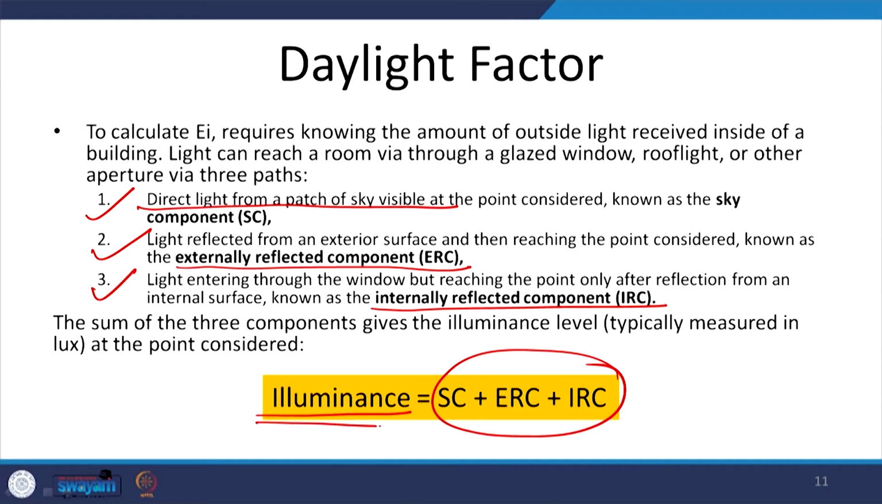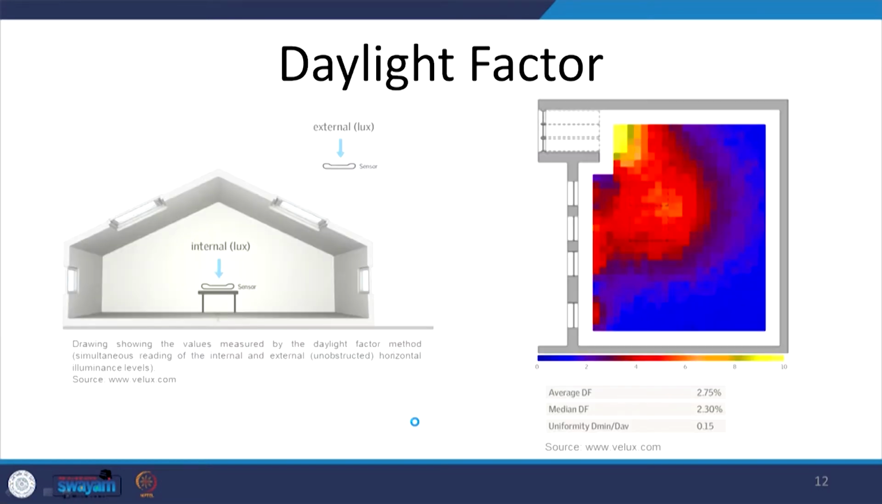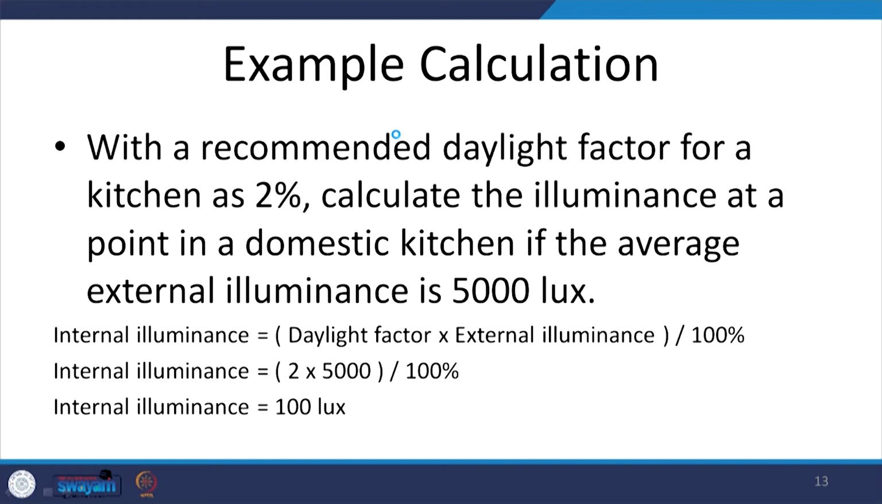This is going to be considered as the internally reflected component. A combination of all these three will give us the illuminance inside. When we are talking about the daylight factor, we are talking about the amount of illuminance available inside versus the amount of light available outside, both being considered in lux. On an average, a 2% daylight factor is considered reasonable. It is the minimum threshold, and if we have a 2% daylight factor, the space is considered to be reasonably daylit. Let us quickly look at an example calculation here.